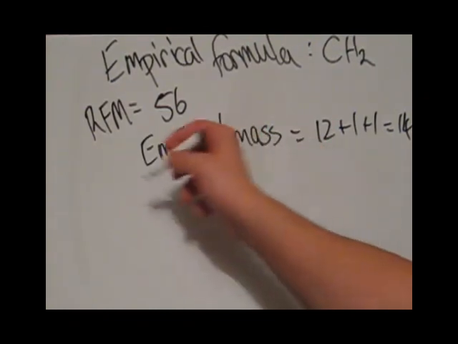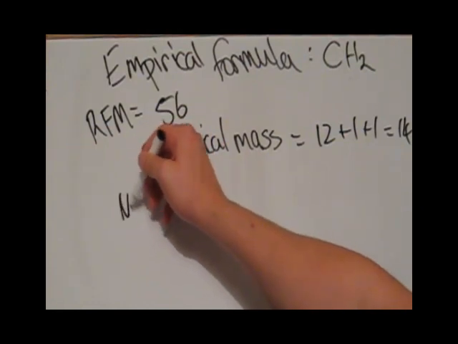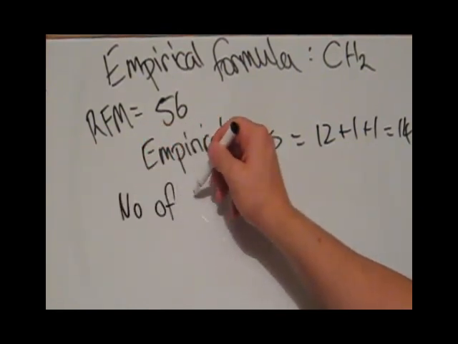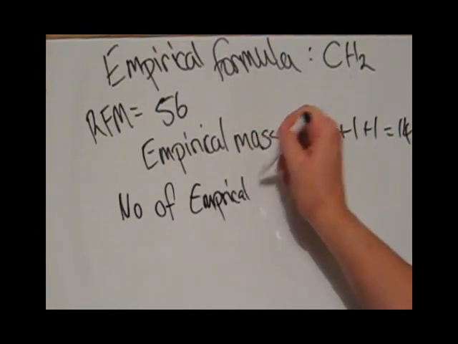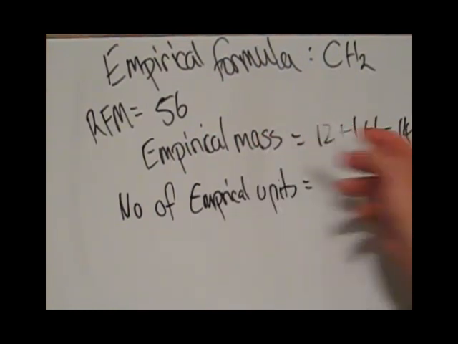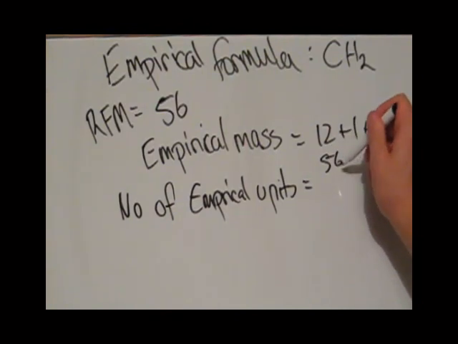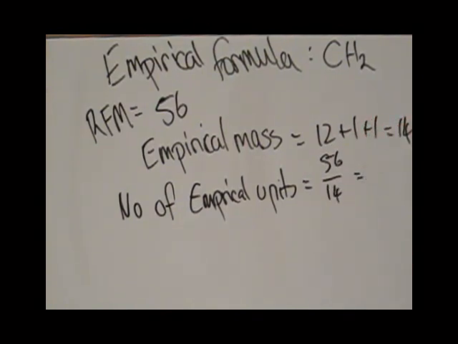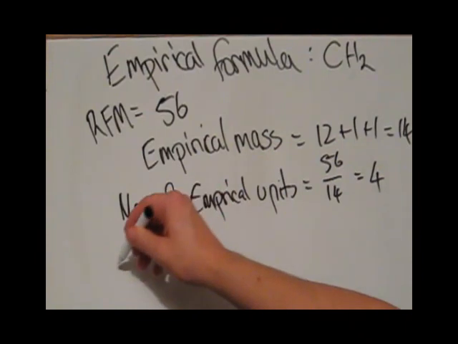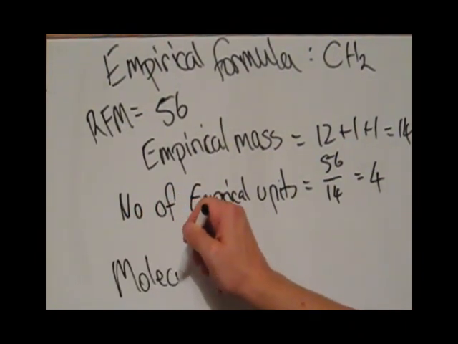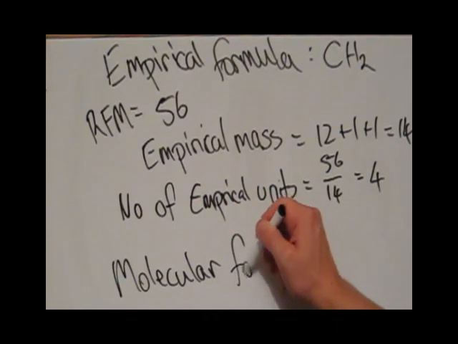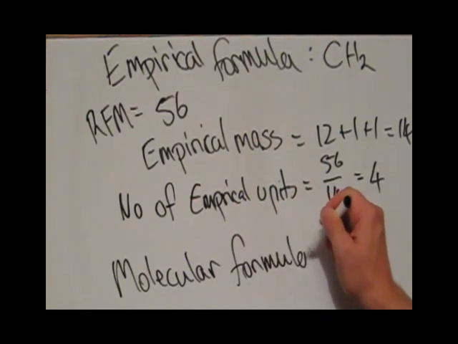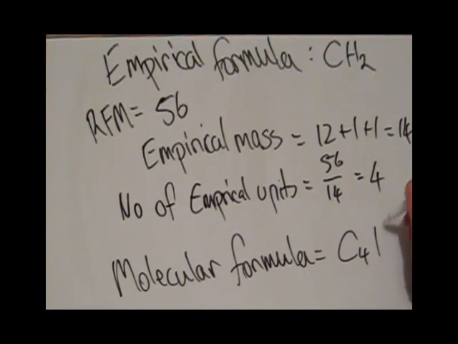So now I'm going to work out the number of empirical units in my molecular formula. And so to do that, I'm going to do 56 divided by 14. So that tells me 4. I've got 4 empirical units in that molecule. And so then I know that I've got 4 lots of CH2. And so I've got C4H8. There's the molecular formula.